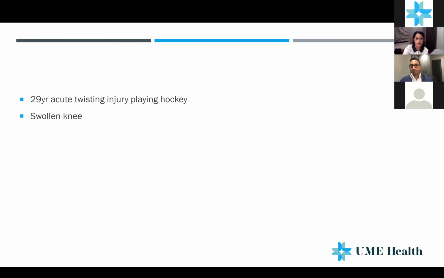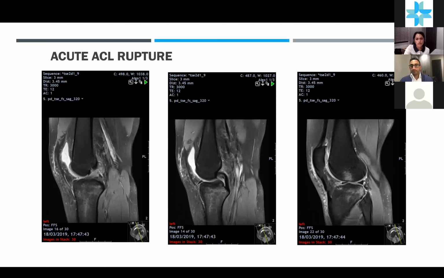Next case, 29-year-old acute twisting injury playing hockey, swollen knee. And this case is a classic ACL rupture. You've got a posterolateral corner injury, which is very important to flag up to the orthopedic surgeon, because that could indicate a ligamentous injury. And if it's not picked up and clinically assessed, even though the ACL is repaired, it may lead to graft failure.